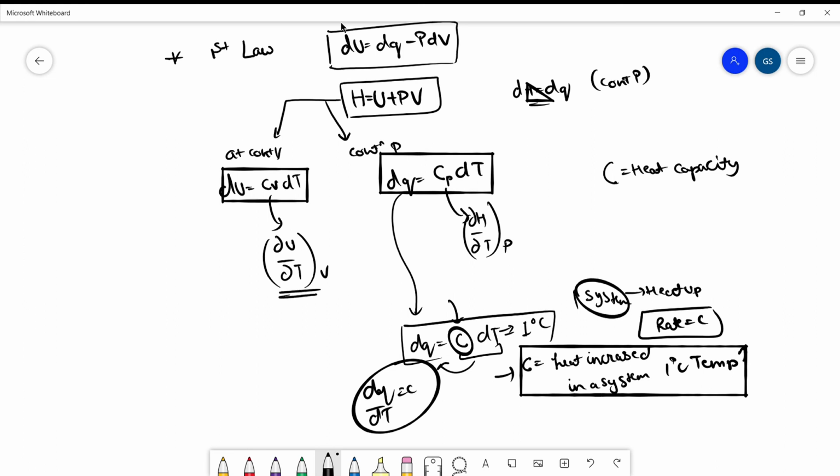So we studied C, and C has two parts. At constant volume, we can relate Cv as del U by del T. So we can see that if temperature is increased by 1 degree, the change in internal energy is nothing but Cv. And when temperature is increased by 1 degree at constant pressure, the heat flow is nothing but Cp.